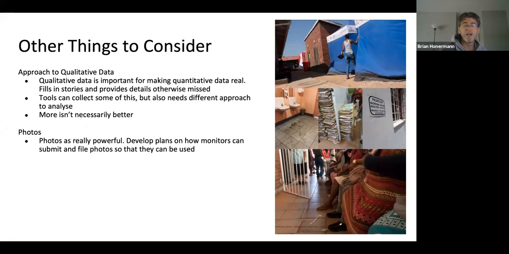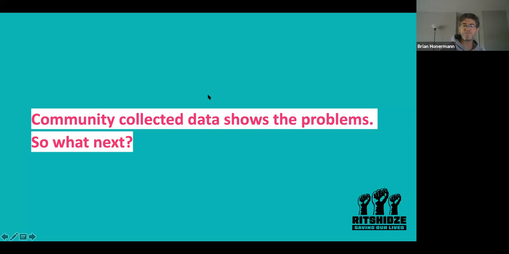And then photos are obviously really powerful, and a lot of the tools aren't necessarily designed to collect photos. So developing a plan around how you're going to get photos into the system, how you're going to tag those photos, how you're going to store those photos so that they can be used as part of the report generation and the feedback to facilities. These are just some of the examples from the Rachite project. And then we'll be happy to take questions later.